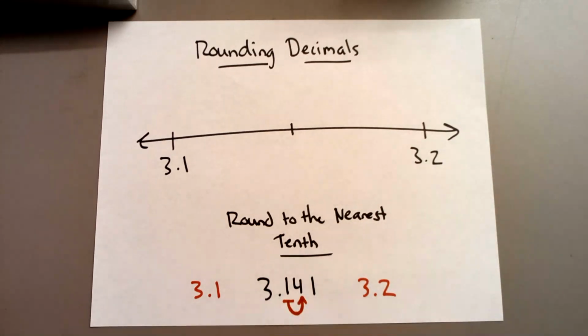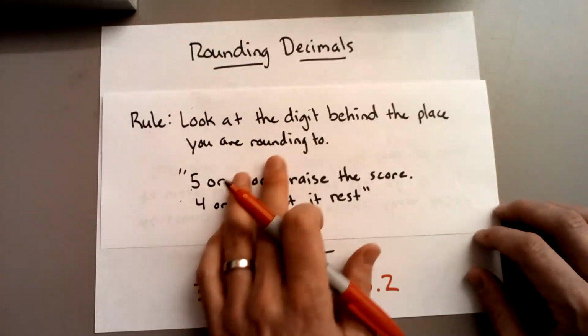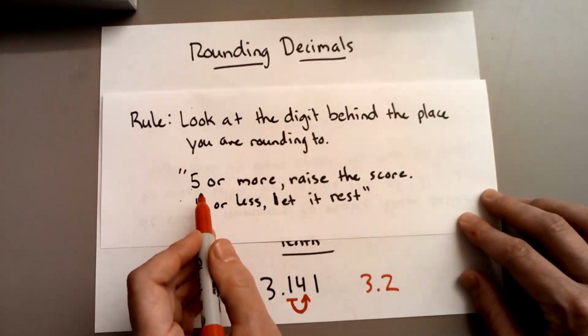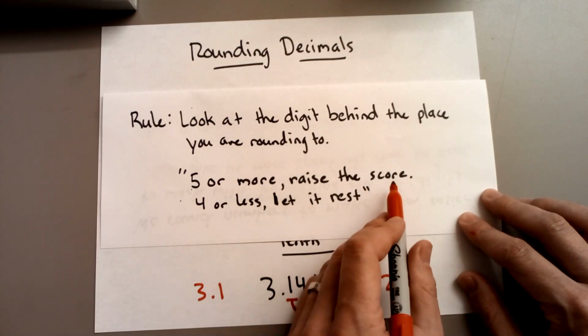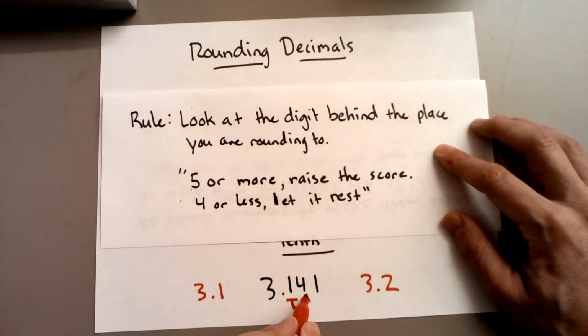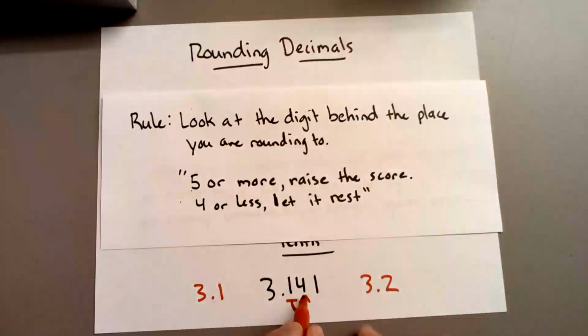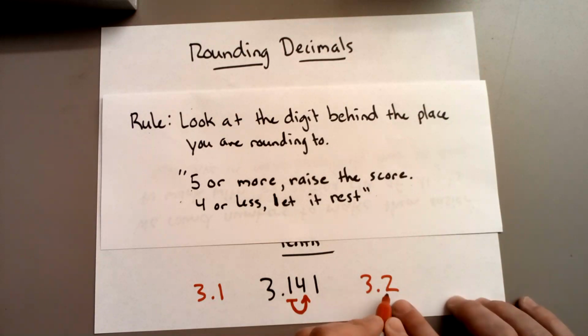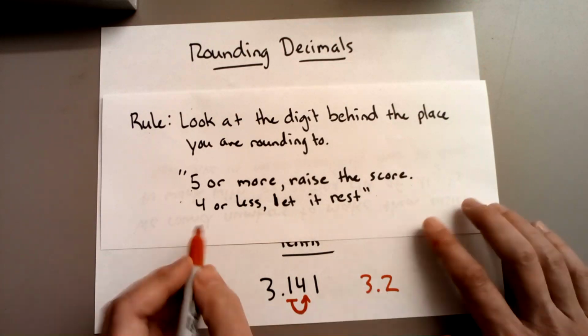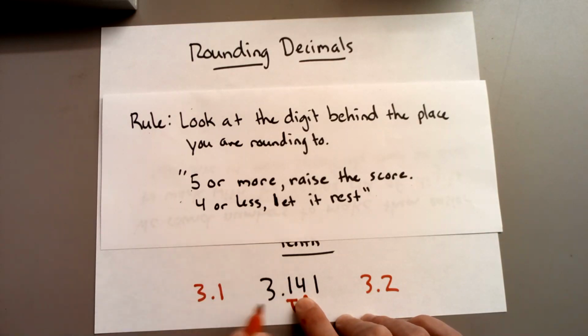You might have heard this phrase before. Once you look at the digit behind the place value you're rounding to, you might have heard something like 5 or more, raise the score. 4 or less, let it rest. What it's referring to is when you look back at this digit behind the place you're rounding to, if that digit is 5 or greater, then you round this number up to the next tenth. If this number that you're looking at is 4 or less, let it rest, meaning you just let it rest at this 1/10, meaning it must be closer to 3 and 1/10.